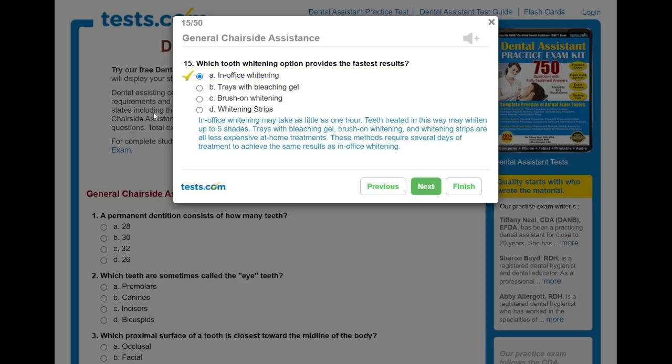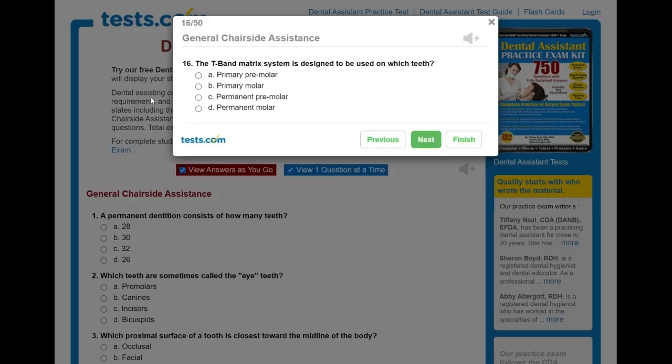In-office whitening. In-office whitening may take as little as 1 hour. Teeth treated in this way may whiten up to 5 shades. Trays with bleaching gel, brush-on whitening, and whitening strips are all less expensive at-home treatments. These methods require several days of treatment to achieve the same results as in-office whitening.